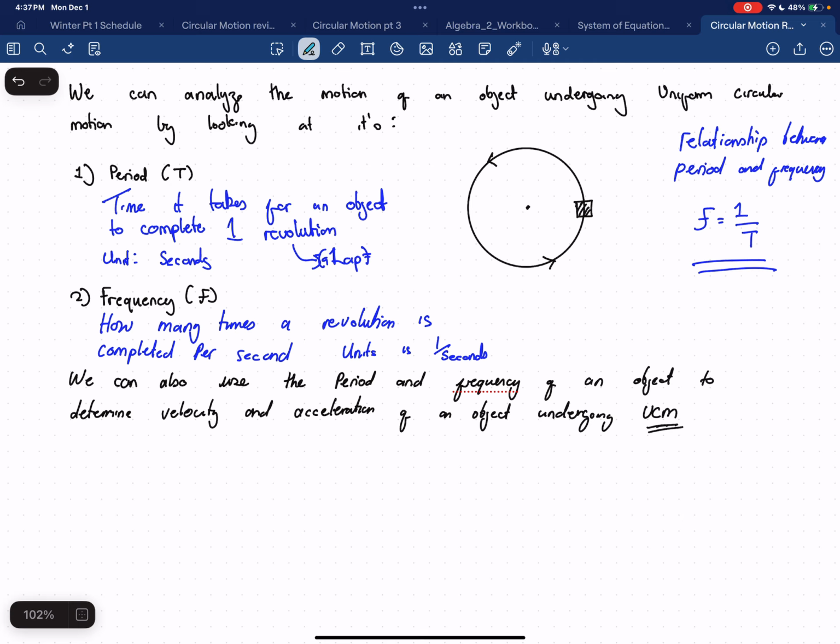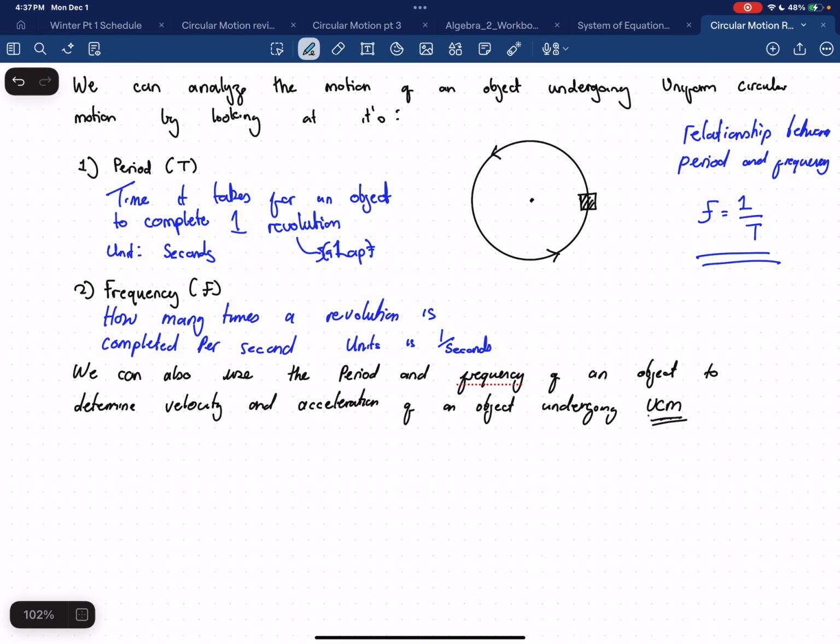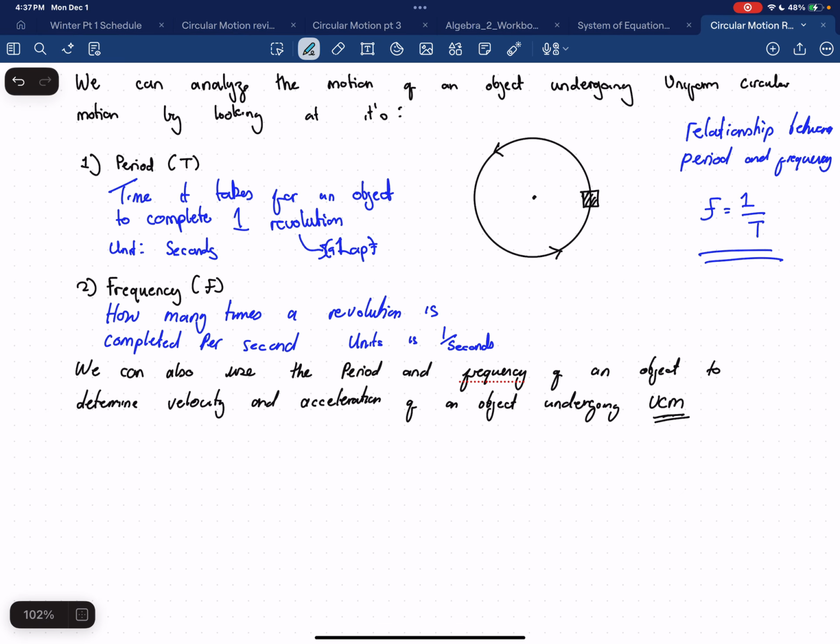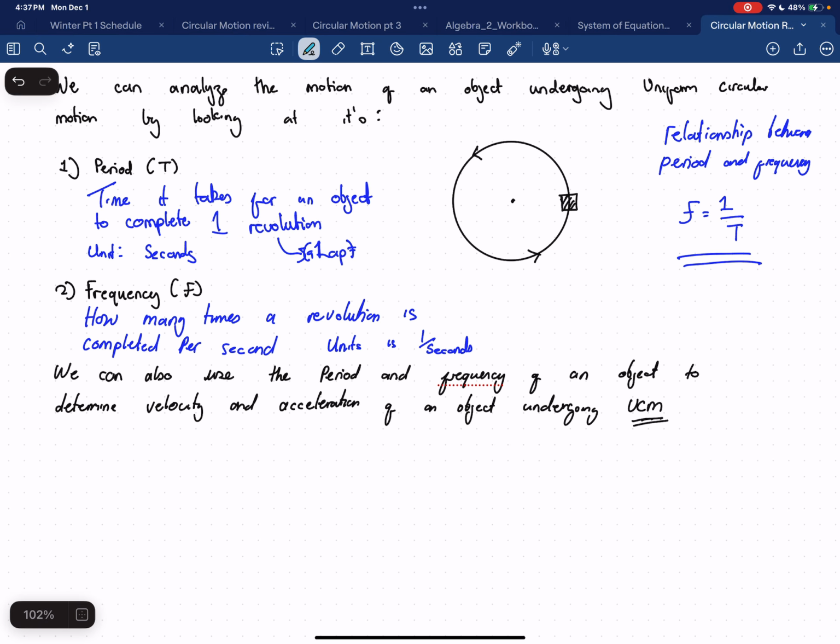All right, so moving on, we can also use the period and frequency of an object to determine the velocity and acceleration of an object undergoing UCM, uniform circular motion. That's what UCM means. Okay, so how would we do this?